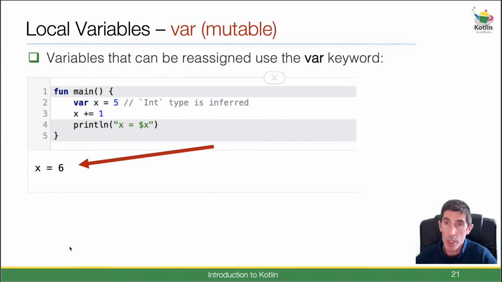So what we can do is we can use a var declaration, which allows us to change the value. So variables that can be reassigned use the var keyword. So here in this example, we have var x is assigned 5, again an inferred integer declaration. We can then say x plus assign 1, so just accumulate or add 1 to the value x, and that's fine. And then we can print it out to the screen. We have our println x is assigned $x, which is fine.